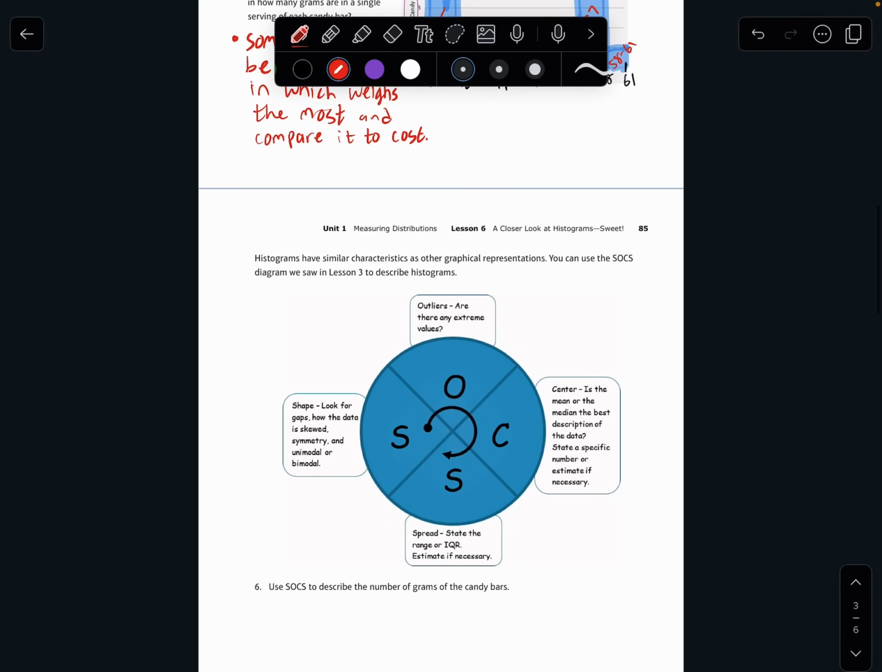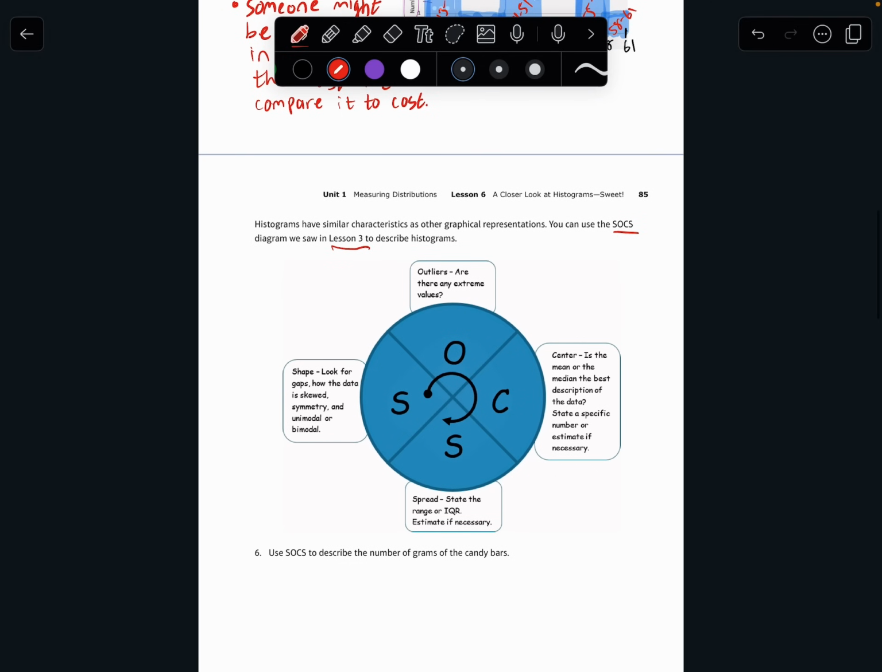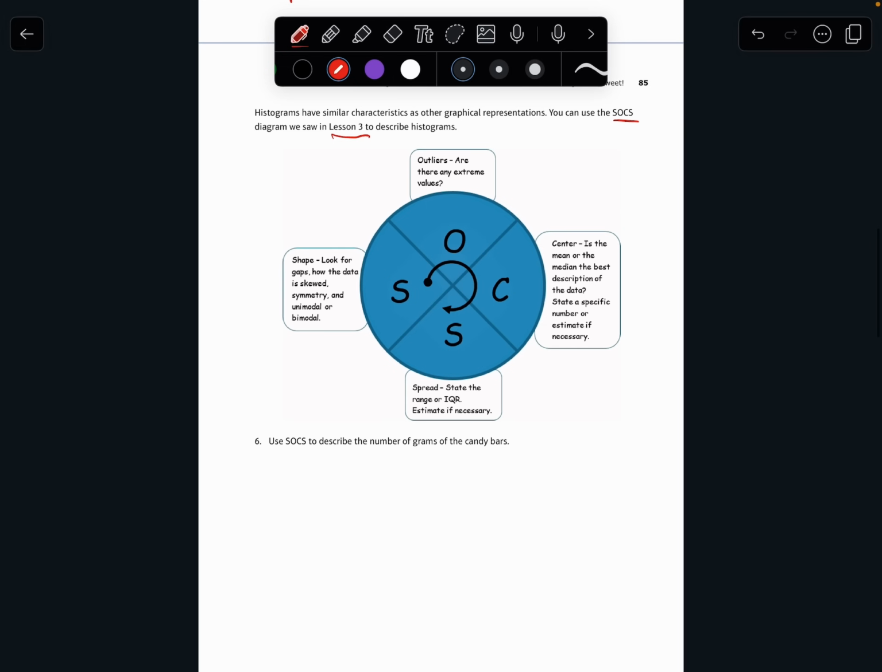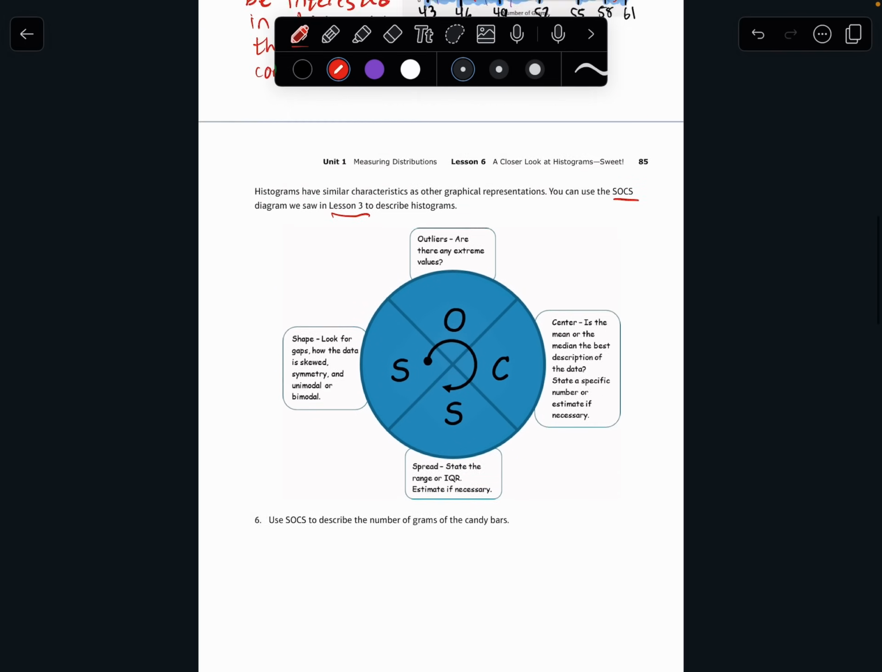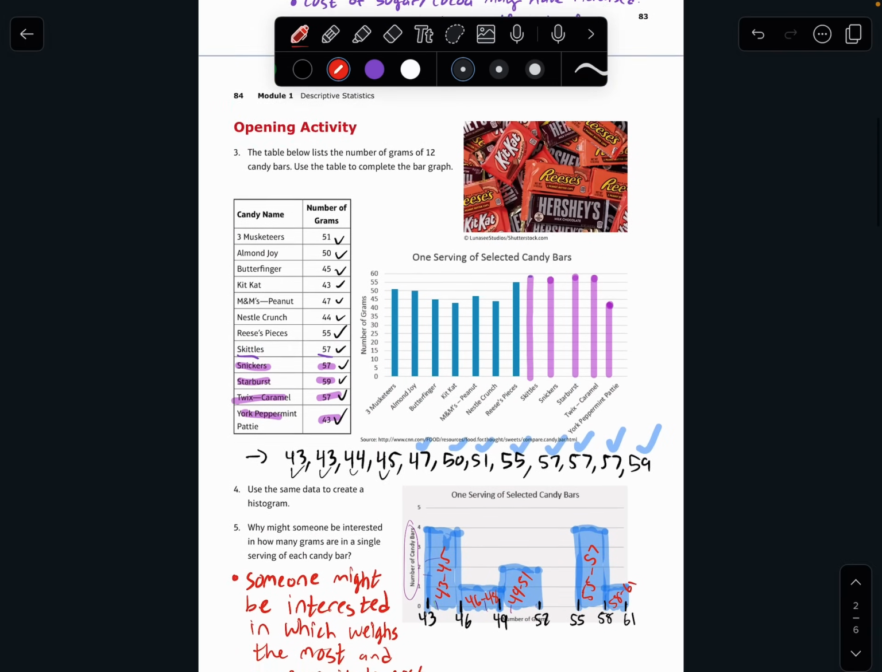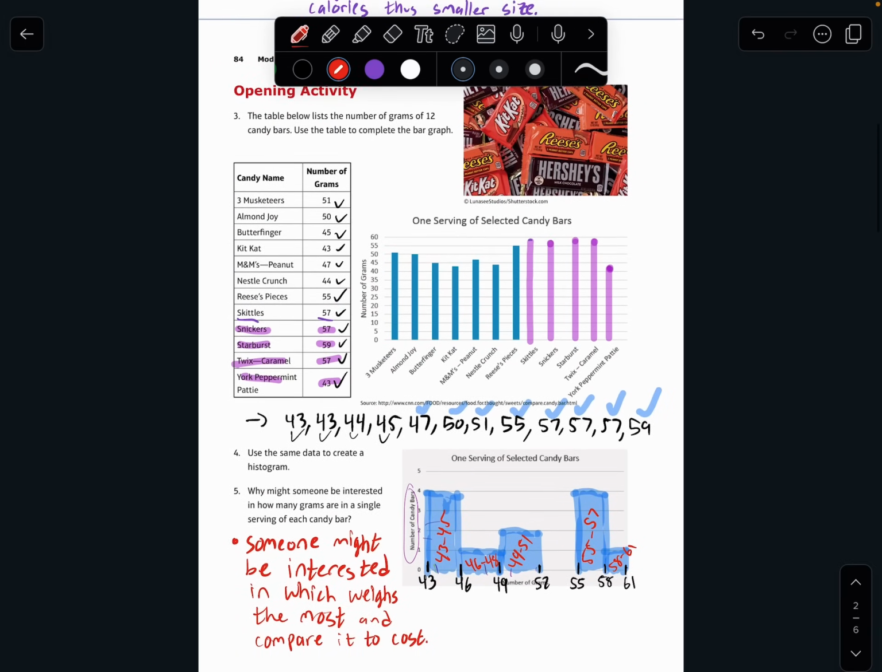So I believe we already described this from lesson 3. Oh yeah, they even mentioned it right here. But it's just a revision of SOX. So shape, outliers, center, and spread. So using SOX to describe the number of grams of candy bar. And we're still talking about this one from the opening activity.